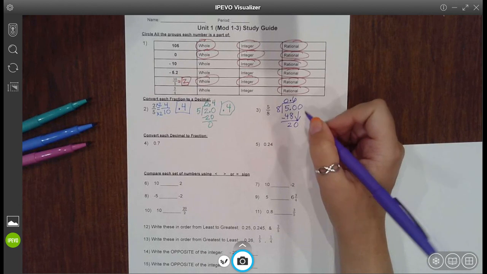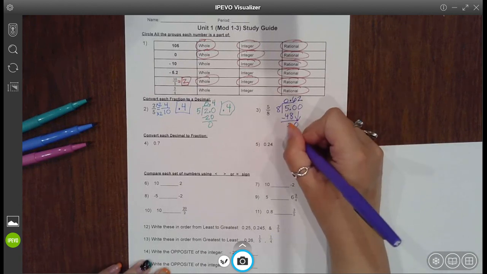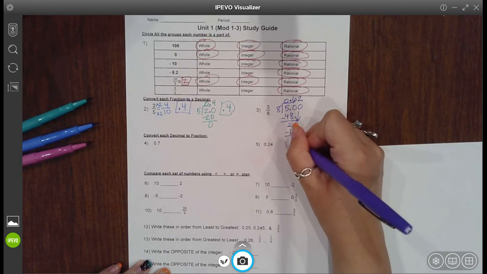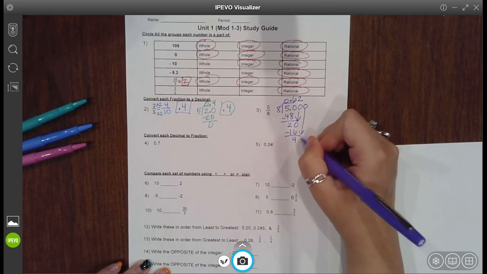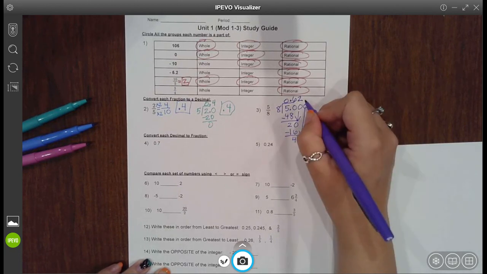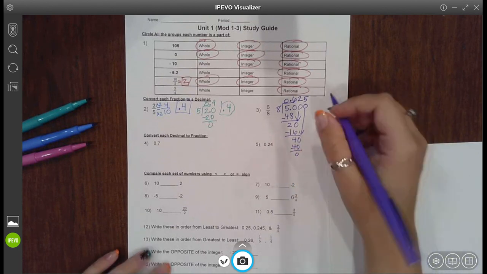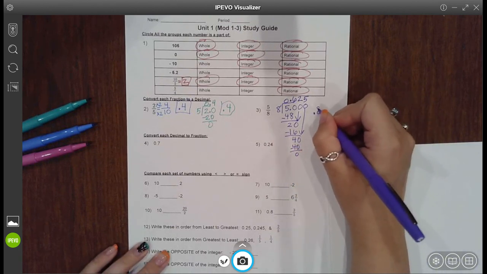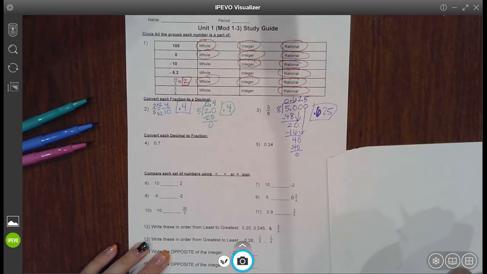Bring your next number down. 8 goes into 20 2 times. 8 times 2 is 16. When you subtract that, you get 4. Again, this is less than what I'm dividing by, so I'm good to bring my next number down. 8 goes into 40 5 times. When I subtract that, I get 0. Whew, finally, I'm done. And I wrote an 8 because I'm tired. Okay, 0.625 is my answer right here, 0.625. That was a review of converting fractions to decimals.